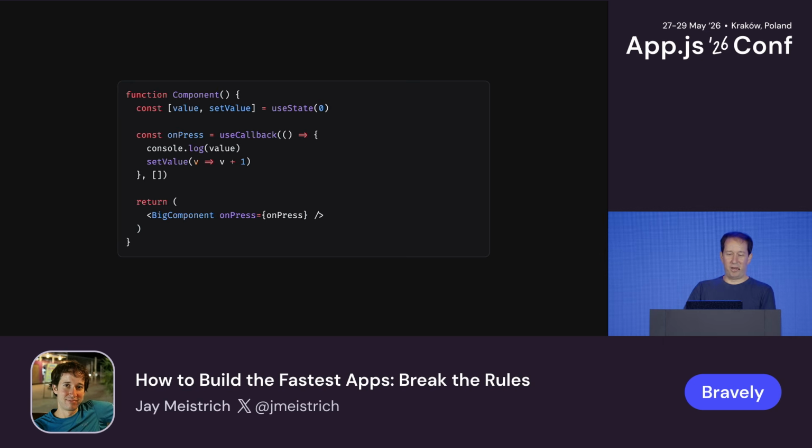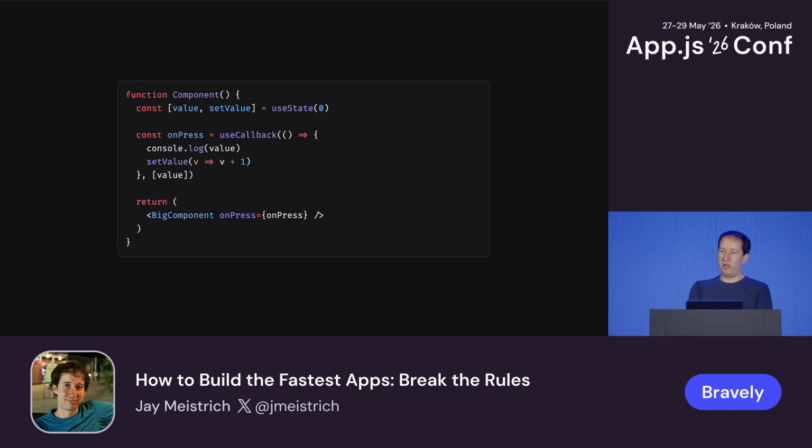Now let's talk about callbacks. Shout out if you see the problem here. All right, nobody did it. Well, the dependency array needs to have value in it, or this callback will become stale when value changes, and then we'll log the old value. So you add value to the dependency array, and it's fixed.